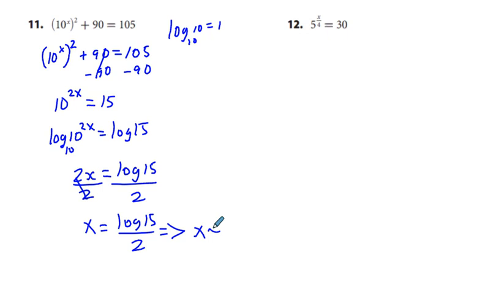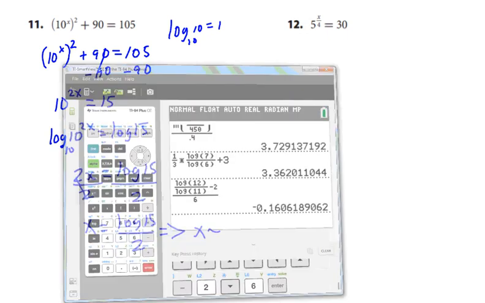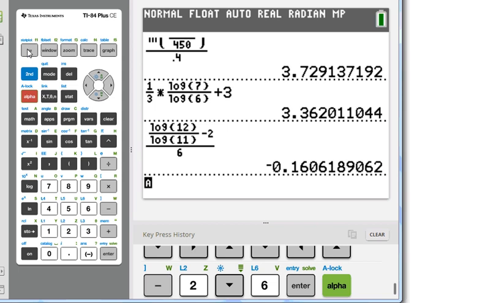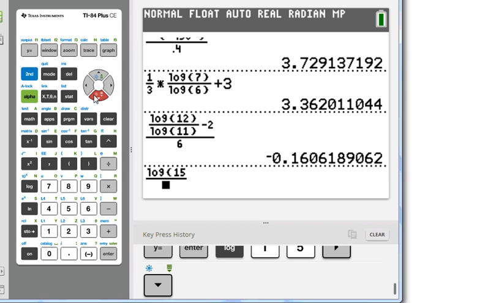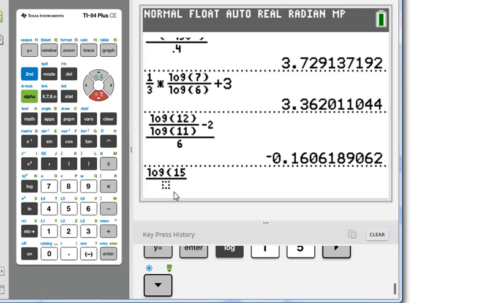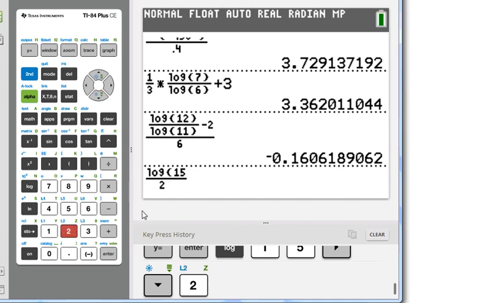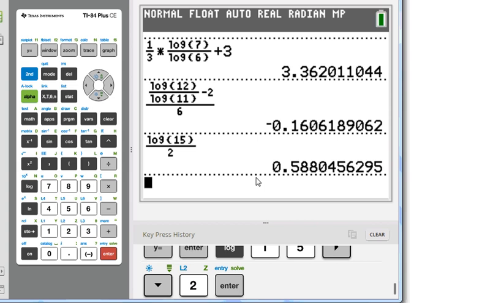So x, let's go to our calculator. We have log of 15 over 2, and I didn't get the parentheses right here, but I think it's going to let me get by with it. We get 0.588. So that is good.